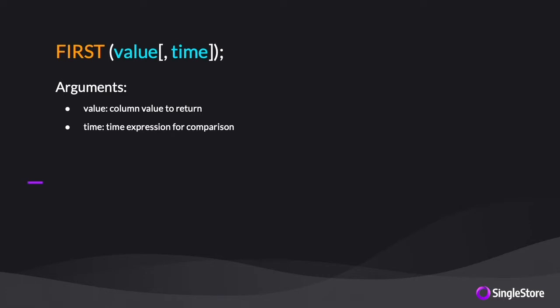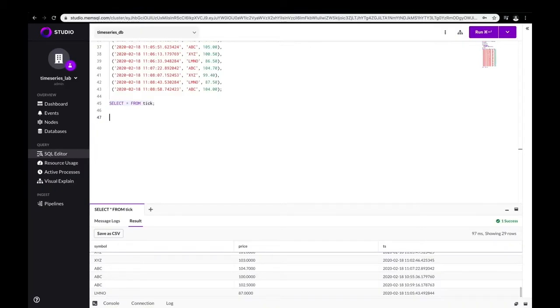Now that we've successfully created the tick table, let's query from our dataset using the first and last functions. The first function is an aggregate function that returns the first value of a set of inputs associated with the minimum time. With our dataset, if we wanted to know the first price of the very first tick when the stock market opened, we could use the first function to do so.